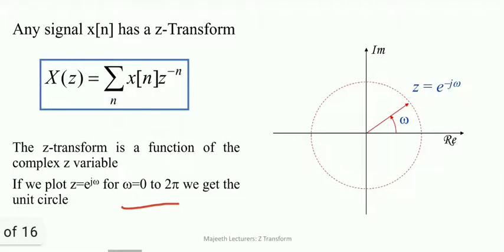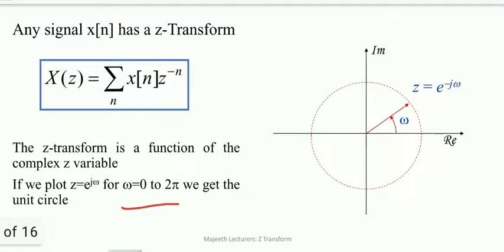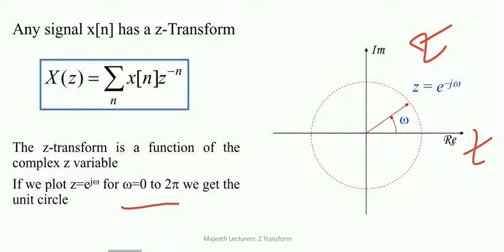Now we will see the same thing expressed here. Omega varies from 0 to 360 and the x-axis represents the real part of z and the y-axis represents the imaginary part of z, where the radius of the circle is 1. Why is it 1? Because mod z is 1. Right?